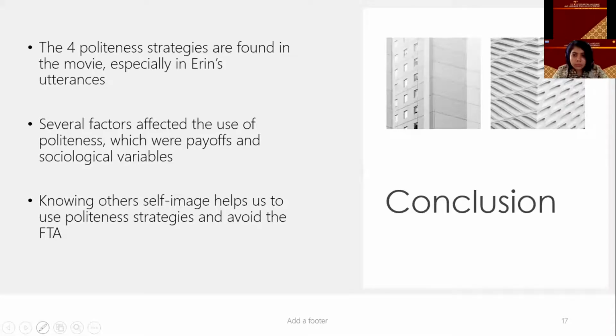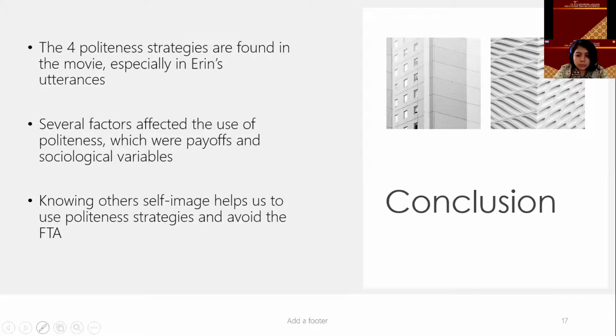So the conclusion is there are 4 politeness strategies that Erin used in the movie. The most frequent strategy found in Erin's utterances is positive politeness, since Erin talked a lot with the students in the classroom, and Erin wanted to use positive politeness to get along with the students, to make the teaching and learning process fun, relaxed, but also serious.